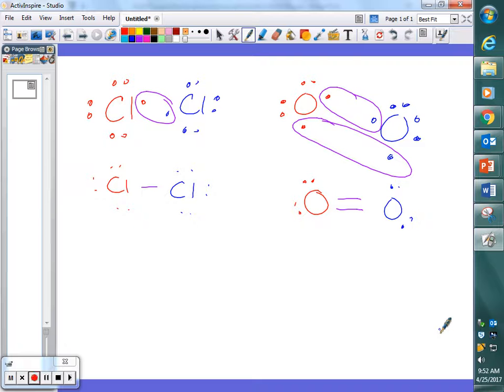Draw for me a molecule of diatomic nitrogen. Talk to the person next to you. Draw for me a picture of a molecule of diatomic nitrogen. Discuss with the people around you. Go.